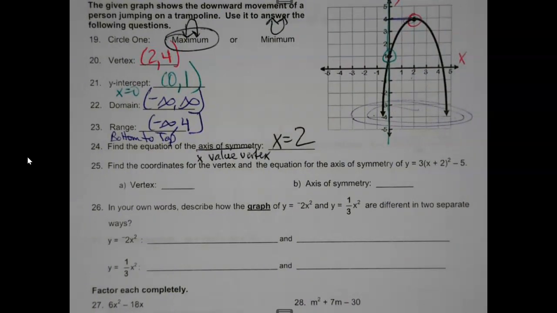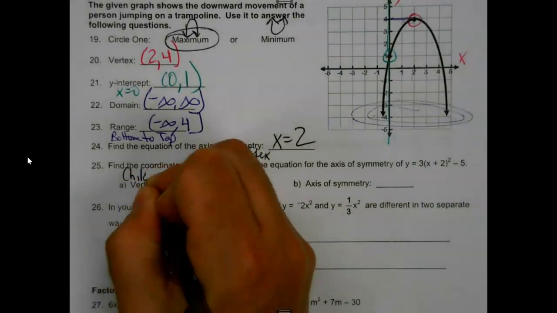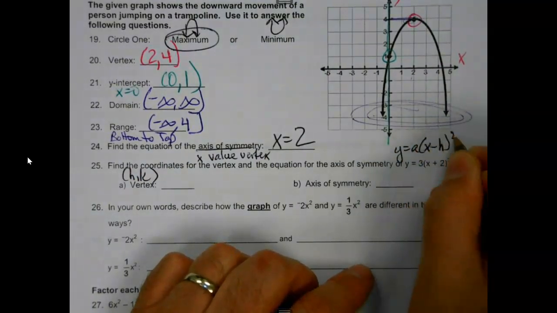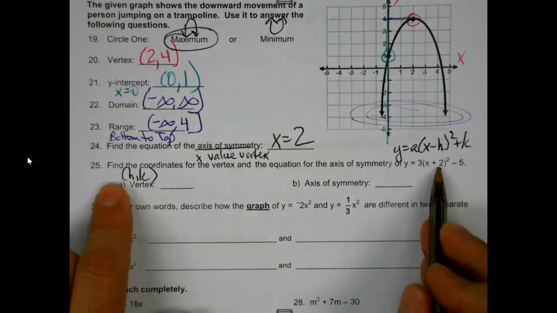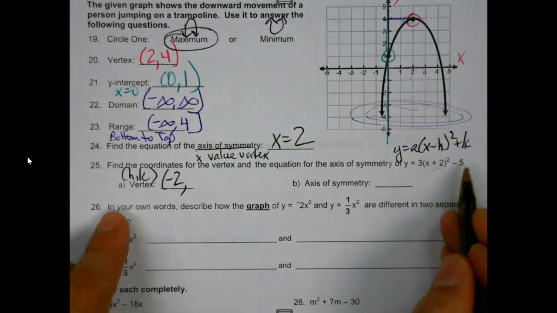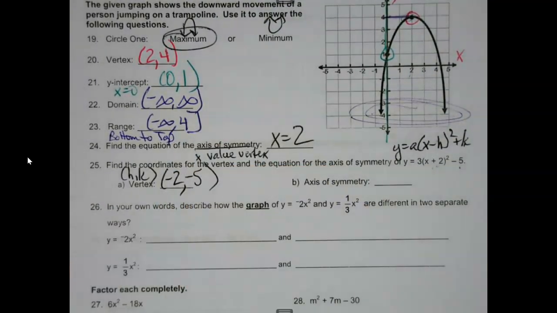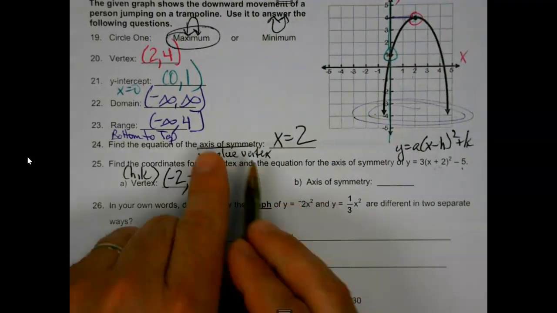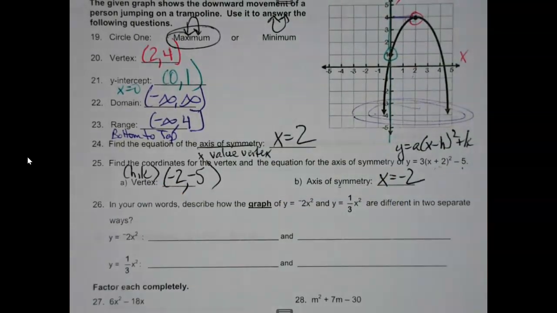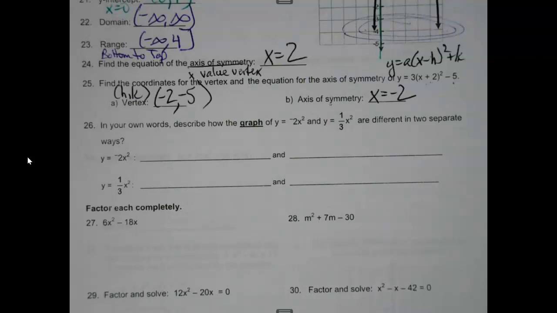All right. Find the coordinates for the vertex and the equation of the axis of symmetry in the following. Okay. Remember, when you're doing vertex, that's HK. Why is that important? That's the opposite of H. The opposite of positive 2 is negative 2. That's K. And just like we said right here, the x value of your vertex is your axis of symmetry. See, when you practice all this stuff, this flows. If you don't, it doesn't.